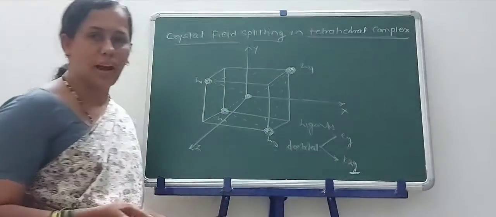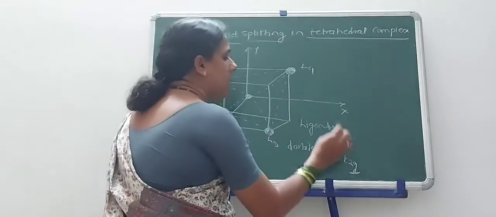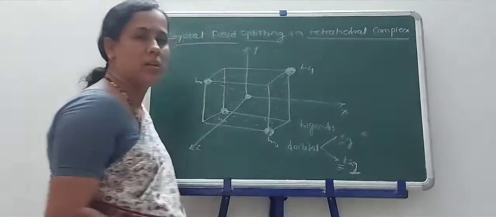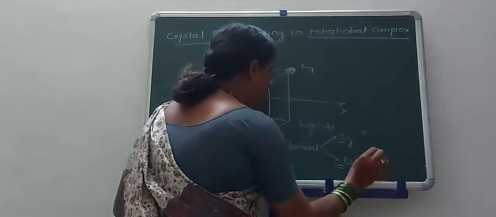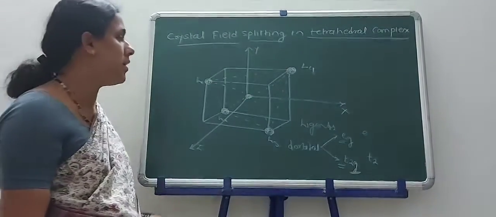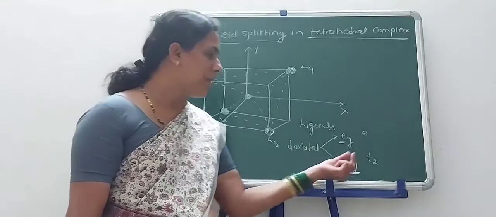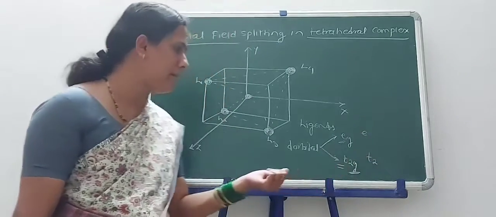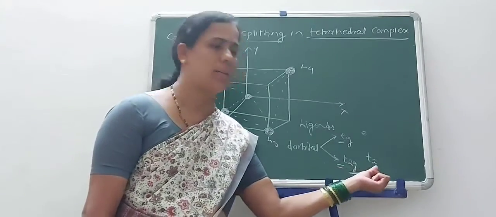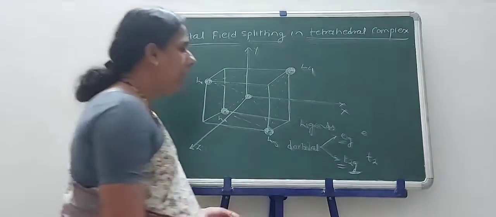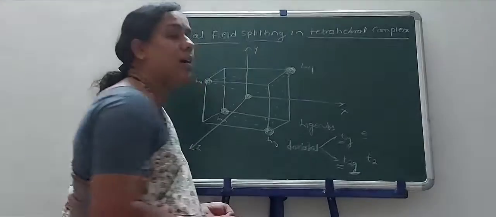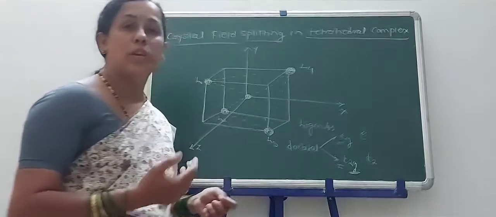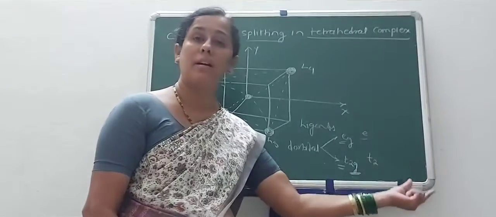The first thing to know is that in the case of tetrahedral, instead of Eg we call them E orbitals, and instead of T2g we call them T2 orbitals, because here the center of gravity is not maintained; it is a disturbed one. The E orbitals are located along the axes, and the T2 orbitals point between the axes.